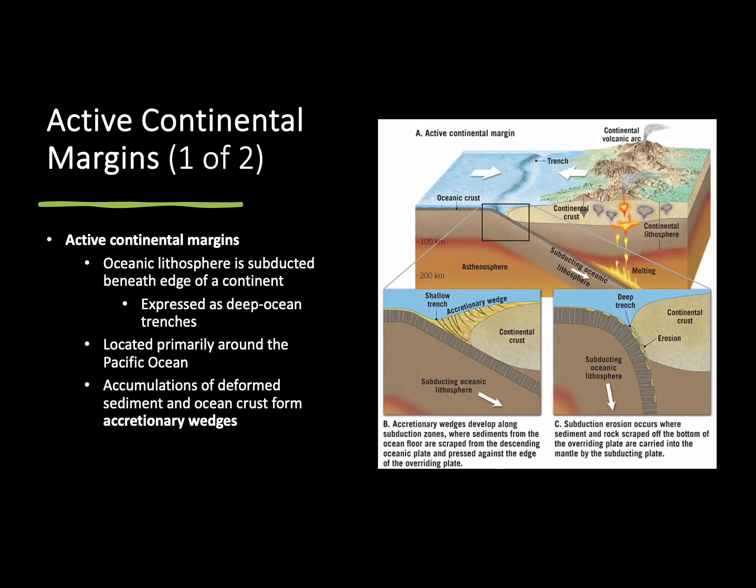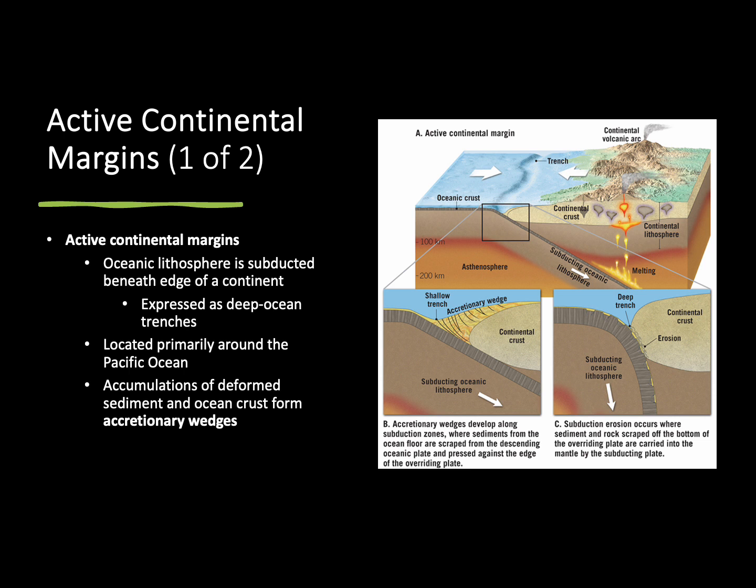Our active continental margins, though, are totally different from our passive. Passive, it's accumulating sediment, it's just sitting there because it's not tectonically active. Our active continental margins, though, as the name suggests, are tectonically active. So in these continental margins that are active, we generally see subduction zones occurring. We're going to have lithosphere that's being subducted underneath the edge of a continent, and this is going to create one of those deep sea or deep ocean trenches that we talked about with our plate tectonics chapter.